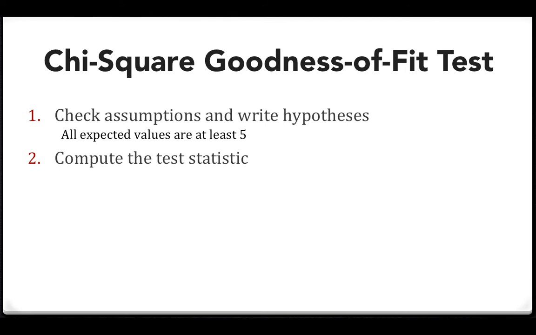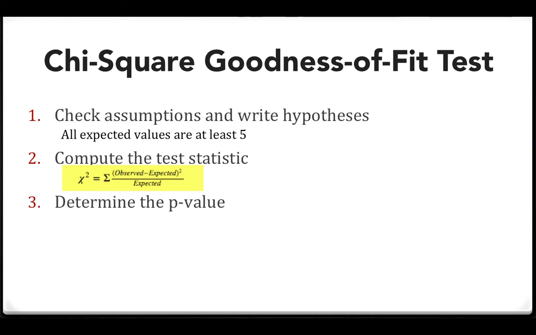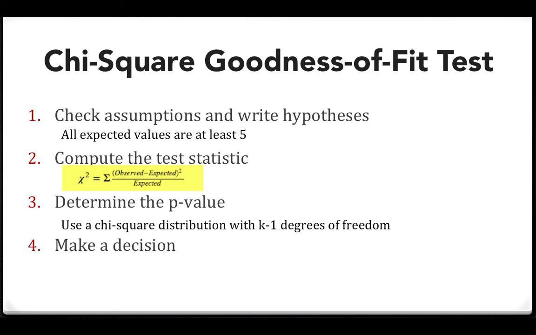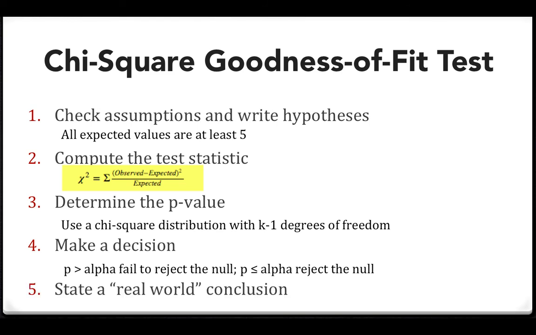Step 2 is to compute the test statistic. We've already seen this formula. It compares our observed and expected counts. Step 3, determine the p-value. The goodness of fit test uses a chi-square distribution with k minus 1 degrees of freedom, where k is the number of categories. Step 4, make a decision. As always, if p is greater than alpha, fail to reject the null. If p is less than or equal to alpha, reject the null. Step 5, state a real-world conclusion.